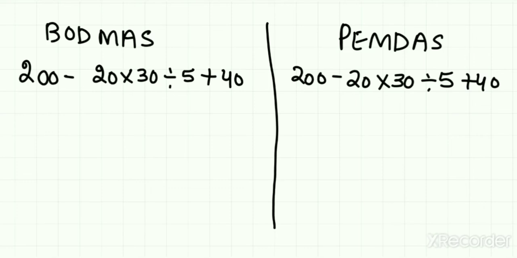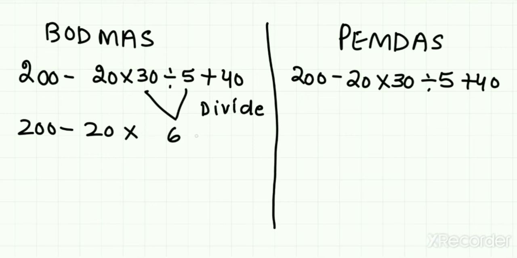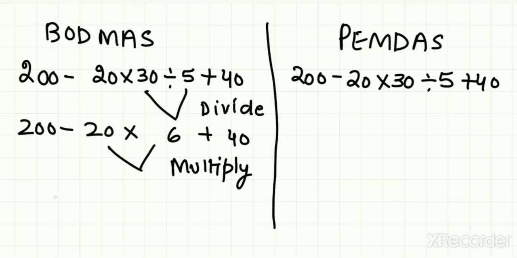Now if we go according to our BODMAS, then you will see that we need to first divide here. We do not have any brackets or parentheses here, so we don't need to do that. So we will divide first, and this gives us 6. So 200 minus 20 times 6 plus 40 now. And then in the next step, we will multiply. So this is strictly in the same order as listed above. So 200 minus 120 plus 40.